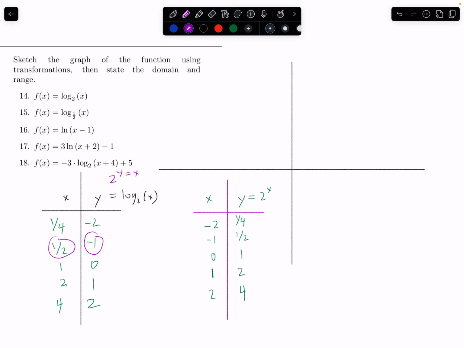2 to the negative 1 is a half. True. 2 to the 0 is 1. That's true. 2 to the y: 2 to the 1 is x, 2. Correct. 2 to the second is 4. Yes. So here I have the correct data table.